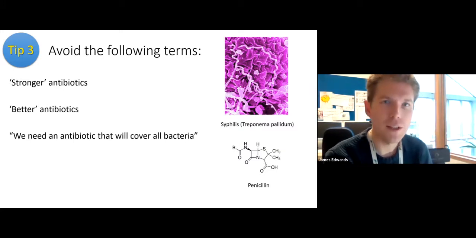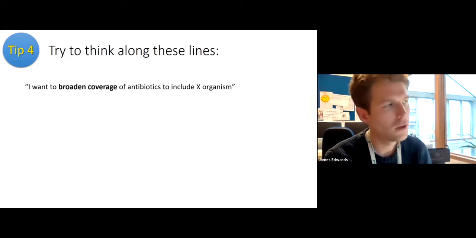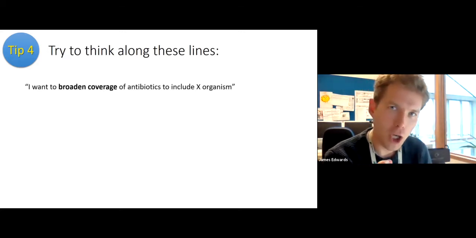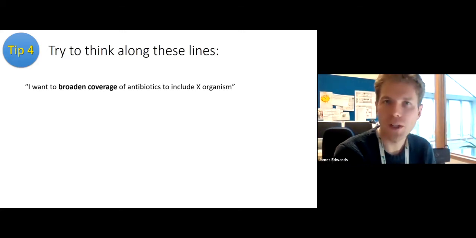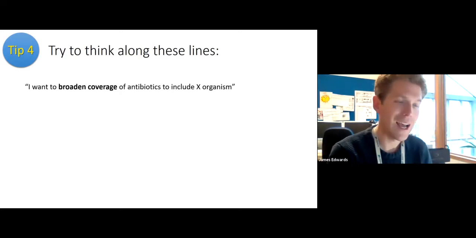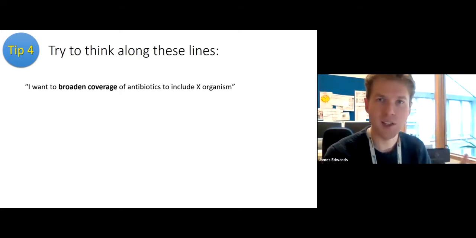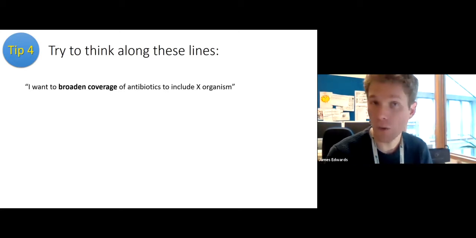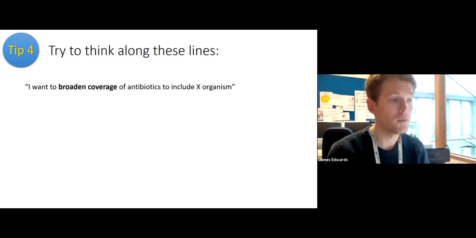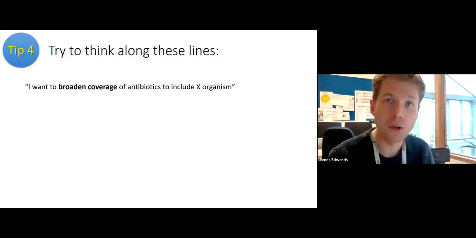Instead, try to think along the following lines. Think about broadening coverage to include a particular organism. So if someone is being prescribed an antibiotic, maybe that person isn't getting any better, you may want to consider either adding another antibiotic to broaden the coverage, to widen that spectrum of activity, to kill bacteria that you may not have thought about to begin with. Or sometimes they may switch to an antibiotic that in itself has a broader spectrum of activity.